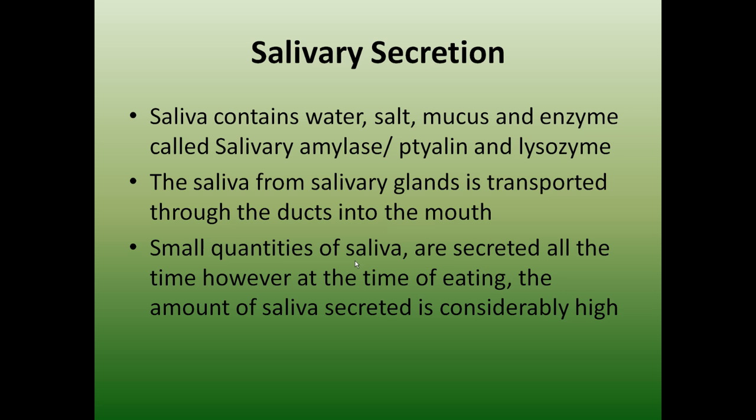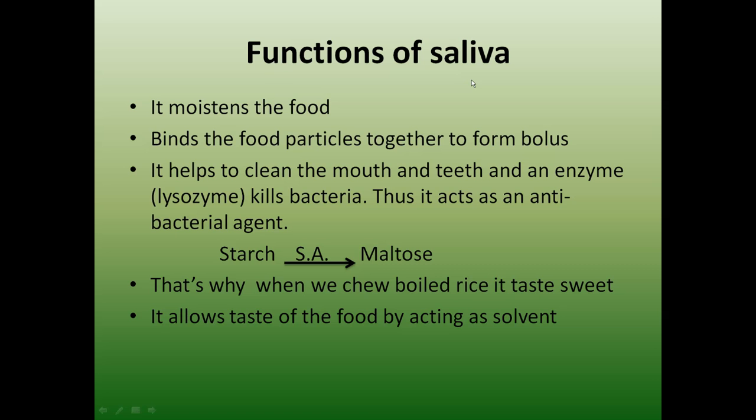But when I'm going to eat the food, an excess amount of saliva is going to be secreted. And this excess saliva helps in the digestion of what kind of food substance? Recall, right? That is starch. Now comes the function of this saliva. It moistens the food, softens the food substance, and binds the food particles together to form the bolus.